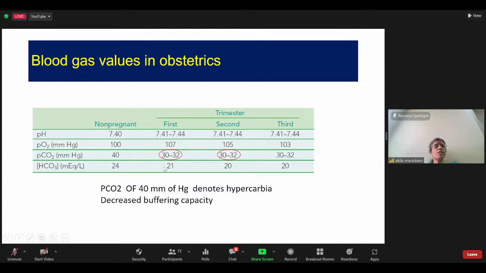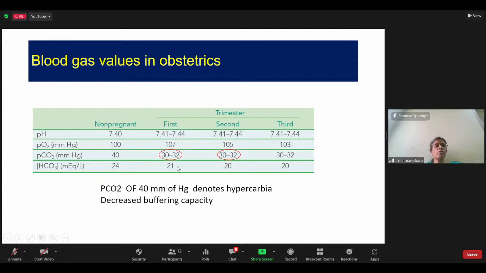So when you look at an ABG which shows a PCO2 of 40 millimeters of mercury, it denotes that a hypercarbia has set in this patient, and there is a respiratory failure, which could be type 1 or type 2. All pregnant patients will have PCO2 only in the range of 30 to 32 millimeters of mercury. That is the take-home point.